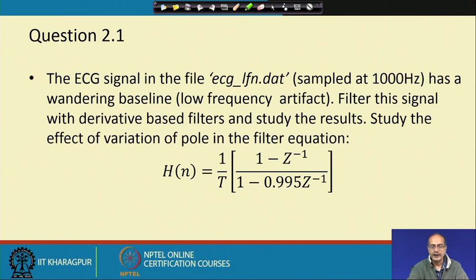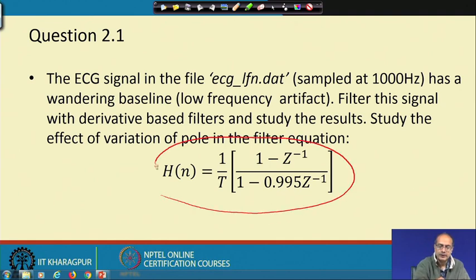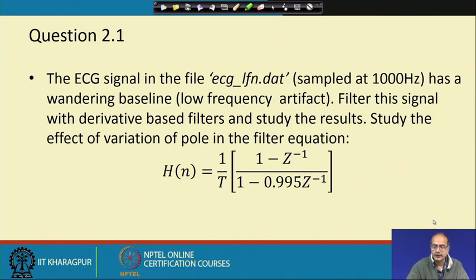Next, we would add a pole to it, and here is the equation given for the pole. We would like to see how, by adding the pole, the situation improves or gets degraded. Okay. So, that is the part we are looking at.